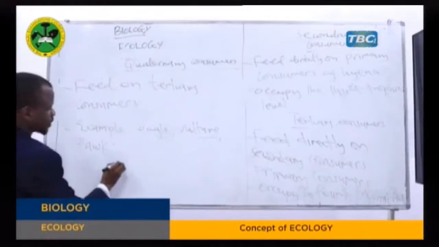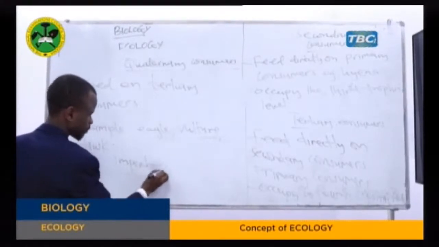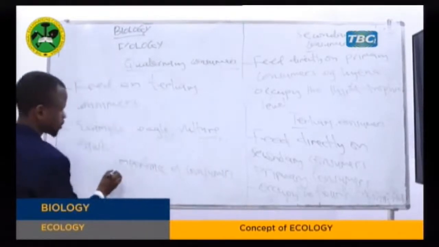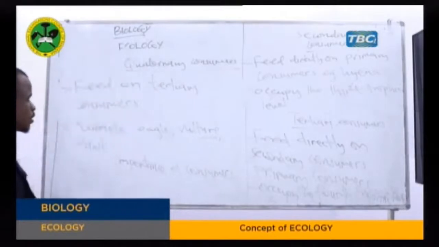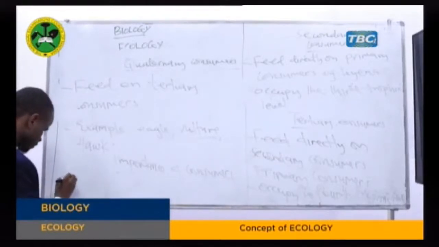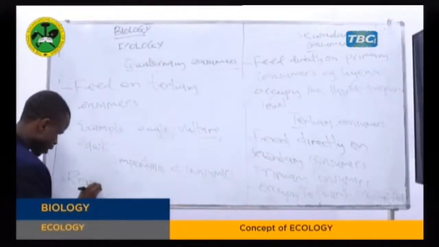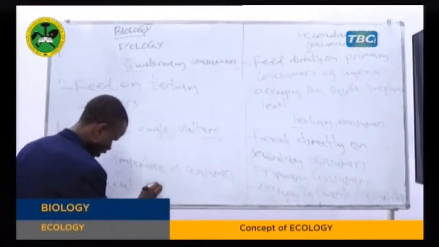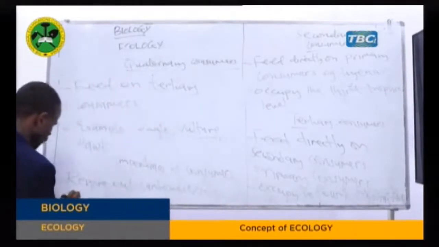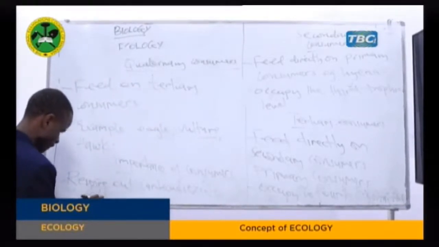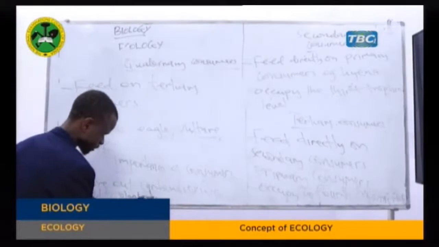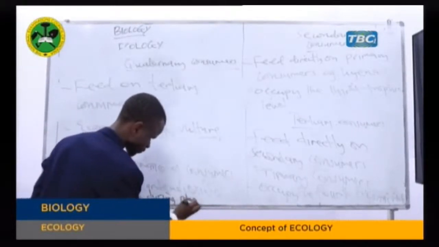My student, what are the importances of consumers? Consumers respire out carbon dioxide, which is used by producers during photosynthesis. They respire out carbon dioxide required by plants during photosynthesis.